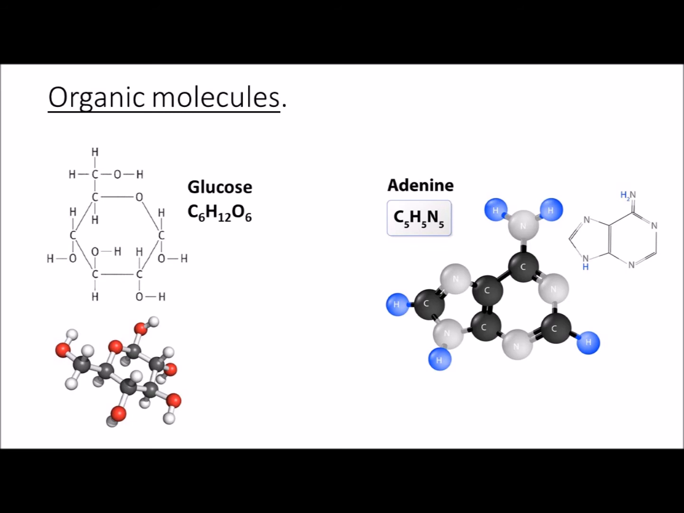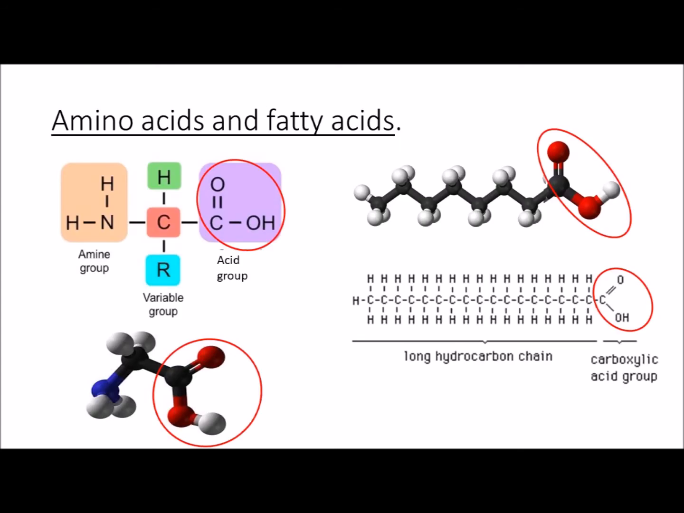Now there are lots of organic molecules in the body. Organic molecules are just molecules that tend to be found in living things. Here are 2 examples. Glucose, again you may have heard of that, and adenine is part of DNA. Here are some different molecules. There's an amino acid on the left and a fatty acid on the right. You'll notice that they've both got those acid groups. That's why they're called acids, but they're very different molecules.